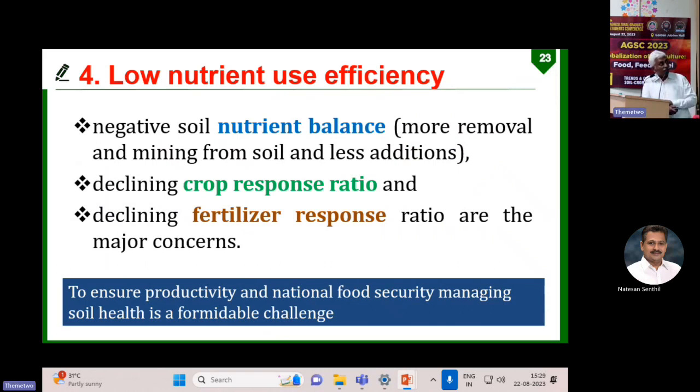Another situation is low nutrient use efficiency, as you know very well, as I showed in the previous slides. Even for nitrogen, it never exceeds 50%. There is a negative soil nutrient balance, with more removal, that is mining, and also fewer additions. Because of more crop removal and fewer additions, especially of available nutrients, there will be a poorer nutrient balance. There is a declining crop response ratio, because whatever nutrients they are adding cause less yield generation. There is a declining fertilizer response ratio, which means in most cases there is a lack of response.